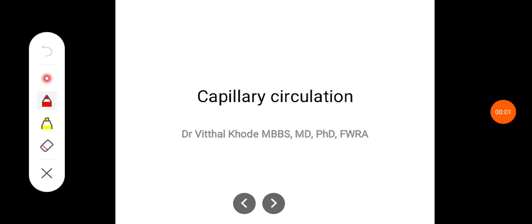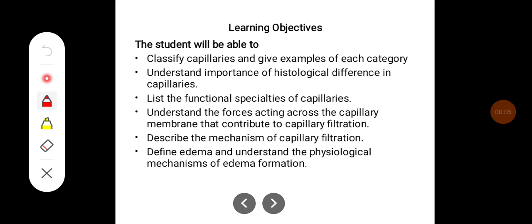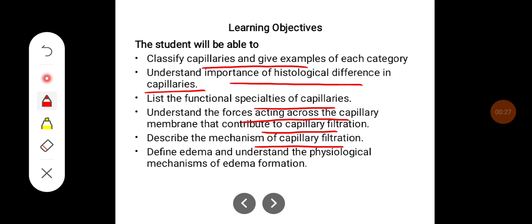Hello everyone. In this class, we'll try to learn about capillary circulation. The learning objectives are to classify capillaries and give examples for each category, understand the importance of histological difference in capillaries, list the functional specialties of capillaries, understand the forces acting across the capillary membrane that contribute to capillary filtration, describe the mechanism of capillary filtration, and define edema and understand the physiological mechanism of edema formation.